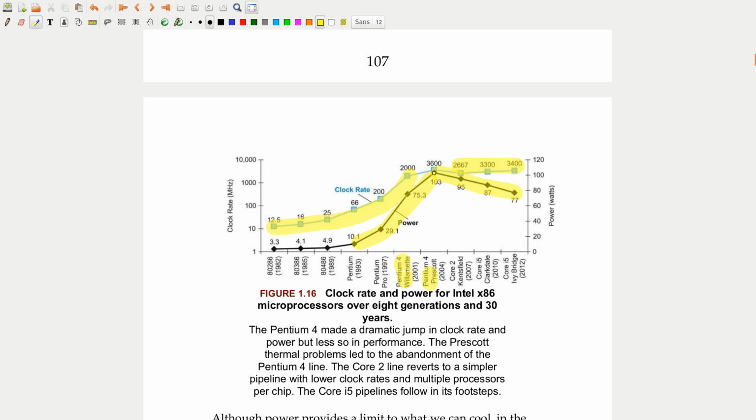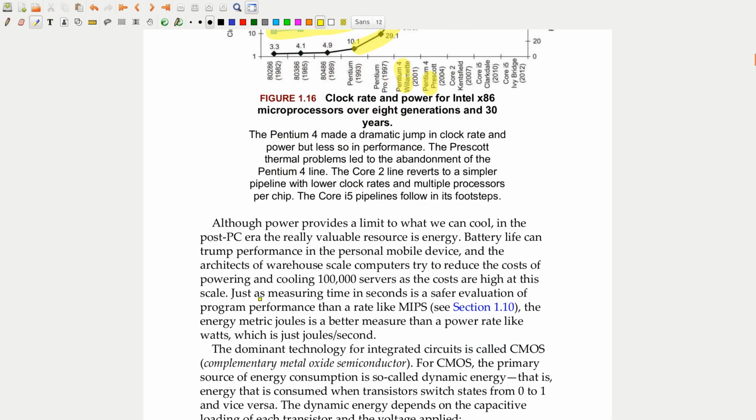Between 2004 and 2012, or let's do 2001, we've only increased about 1400 megahertz. So this is not great as far as frequency scaling goes. However, this doesn't mean that performance hasn't improved. There's a lot of optimizations inside that have made things better.